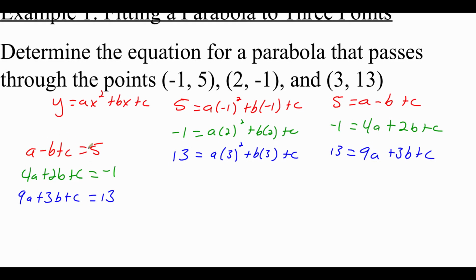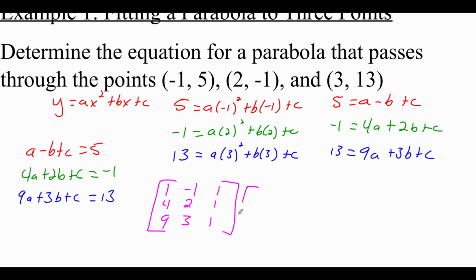Now I'm going to take this and turn it into some matrices, and I'm going to look at a coefficient matrix, so looking at the numbers in front of the variables. In my first equation, in front of that a we've got a 1, in front of that b we've got a -1, and in front of that c we've got a +1. In my second equation, I've got a 4 in front of the a, 2 in front of the b, and a 1 in front of the c. And in my last equation, I've got a 9 in front of the a, 3 in front of the b, and a 1 in front of the c.